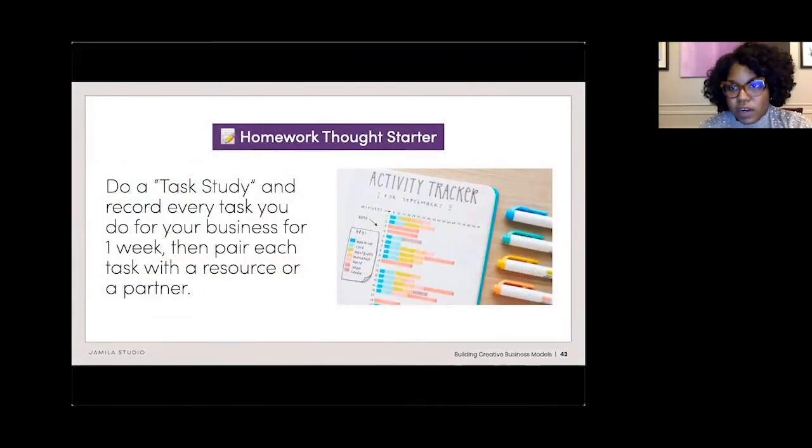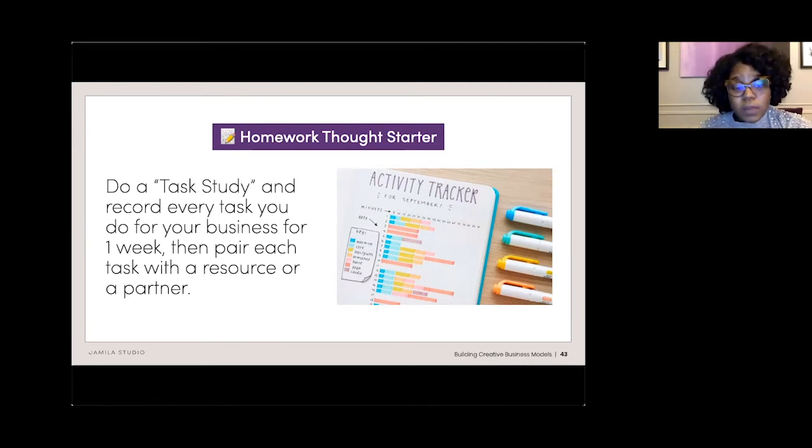So homework thought starter: an important thing to do, when we think about your activities, is make sure you do a task study and you record every task you do for your business for a week. So literally write down, you can do it in time blocks, but what you really want to get to is what do you need to do to get the business done? And then once you have that time study, you want to pair each task with either a resource or a partner.